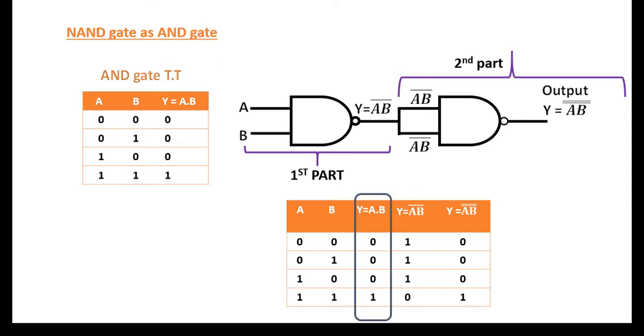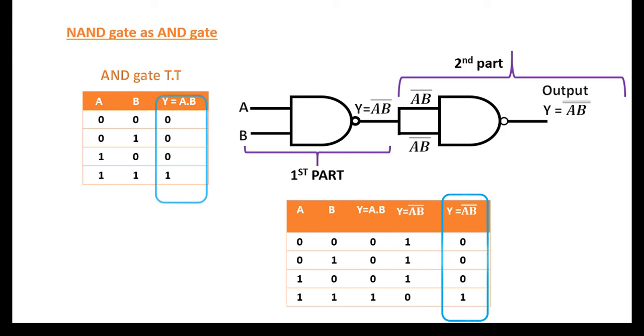First of all, we will calculate A dot B. You can see A dot B will be 0, 0, 0 and 1. This is Boolean multiplications of our input, and its complement will be 1, 1, 1 and 0. Again, its complement will be 0, 0, 0 and 1, which is exactly the same output of our AND gate. You can compare it to the truth table of AND gate. So we have prepared our AND gate by using the NAND gate.